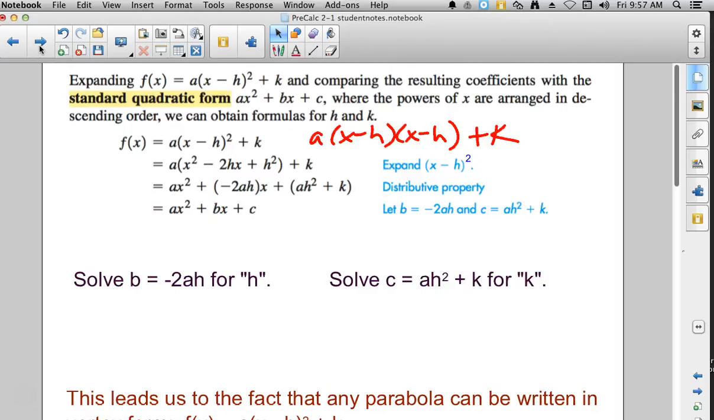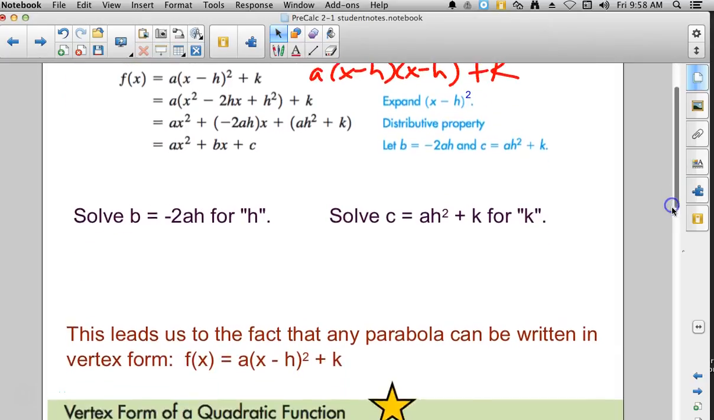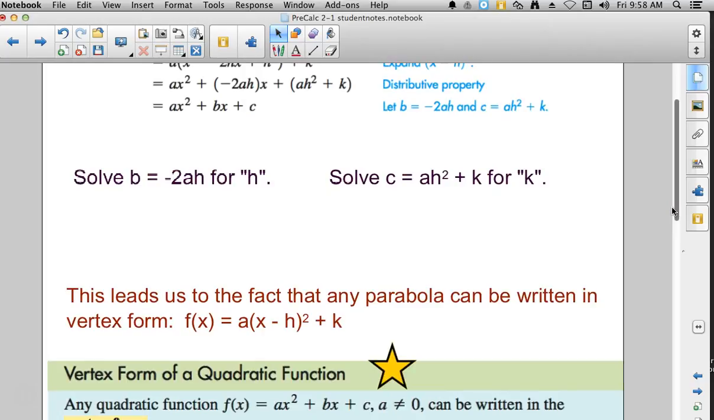So the book has this in here. Fabulous. Great for them. But 6 months from now, you won't remember that formula. What you will remember is how to complete the square. And that's the reason that we divert from the book at this point and do completing the square. So this says, let's just say we had to figure out what h was, and we had to do it with these obnoxious formulas. Well, we'd have to divide by -2 and a.